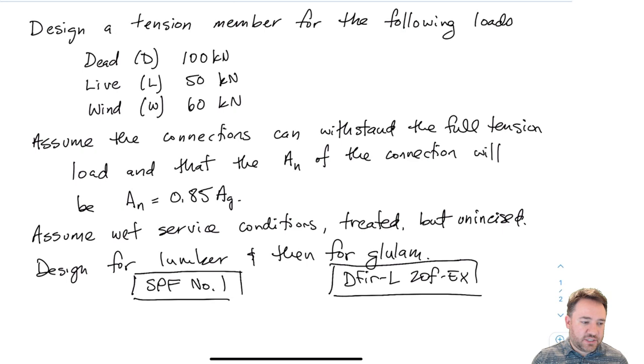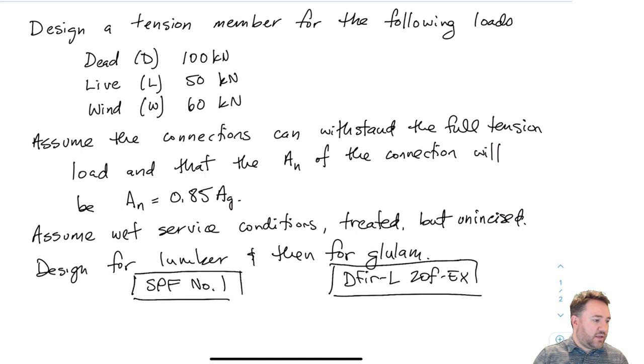And I'm going to have to take care of combining these and then considering how each of these interfaces with the fact that I have a different KD, or duration factor, for each different load combination. And I'm going to show a way for tension design where we can simplify that process a little bit, so that I don't have to do every design calculation three times to check for each of the presumably three different KD factors that I could get for the different load combinations.